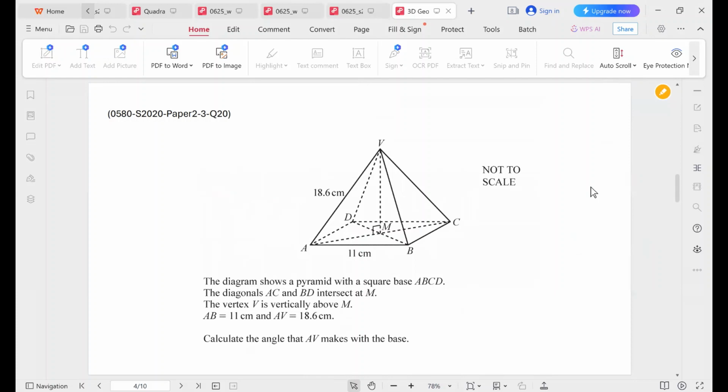Again, we want the angle that AV makes with the base. The base is ABCD, so we already know that A is common, so the line has to have A. And of course, AV is this line. We need to figure out which point is closest to V, and directly below V, we have M. So we want line AM. So with AV and AM, again we want angle VAM in triangle VAM.